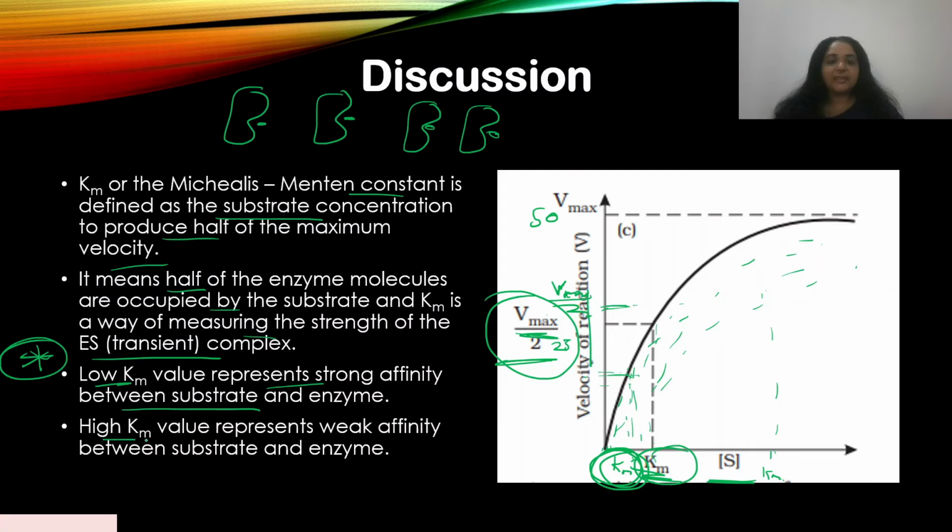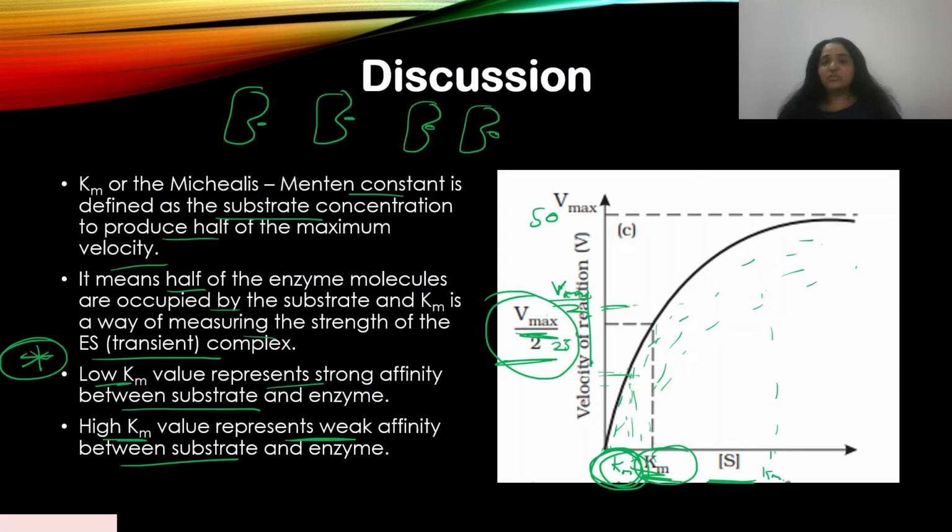Okay, so a high Km value represents weak affinity between substrate and enzyme. That means that substrate and their enzyme have to do more work. Okay, that means they are not very attractive to each other. Whereas a low Km value represents strong attraction between the substrate and the enzyme. There's less amount of substrate that's required to even reach half of that maximum velocity to be able to convert into a product. So that means it represents strong affinity, whereas a high Km value will represent a weak affinity between the substrate and the enzyme.